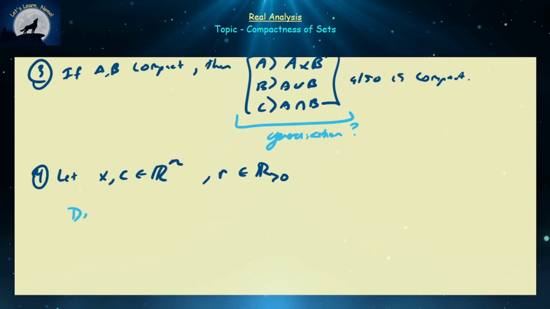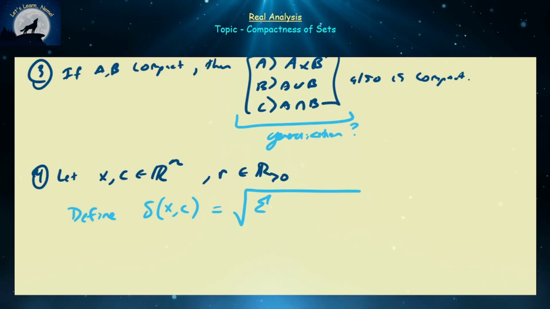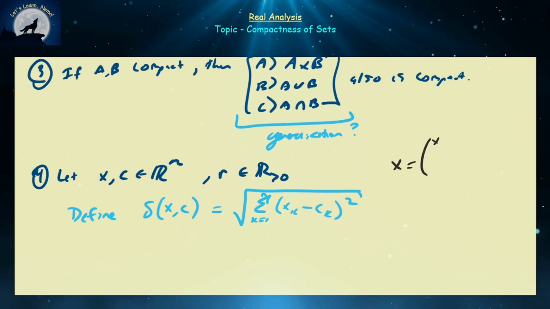So what I want to do is define a distance function between x and c to be equal to the square root of the sum from k equals 1 to n of (x_k minus c_k) quantity squared. So if you've ever taken linear algebra or vector calculus, this idea should make sense to you, because what exactly do x and c look like? Well, x looks like x1, x2, all the way down to xn, and c similarly.